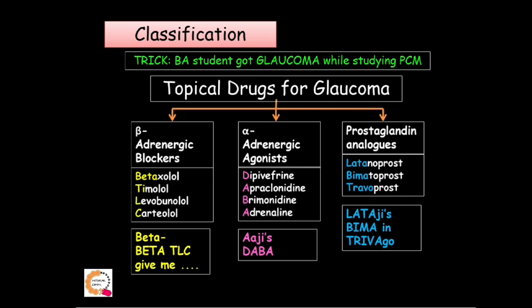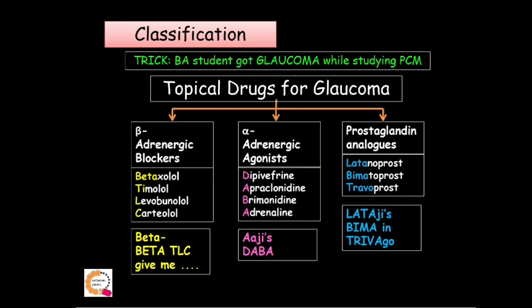The first one is beta adrenergic blockers. It contains 4 drugs, which are betaxolol, timolol, levobunolol, and carteolol. Its trick is: Beta TLC give me. So the first beta is for beta blockers, the second beta is for betaxolol, T for timolol, L for levobunolol, and C for carteolol.